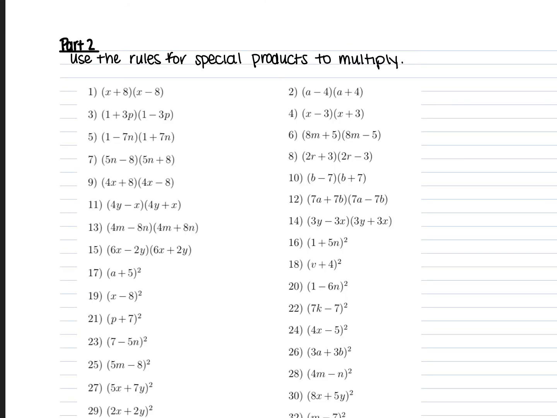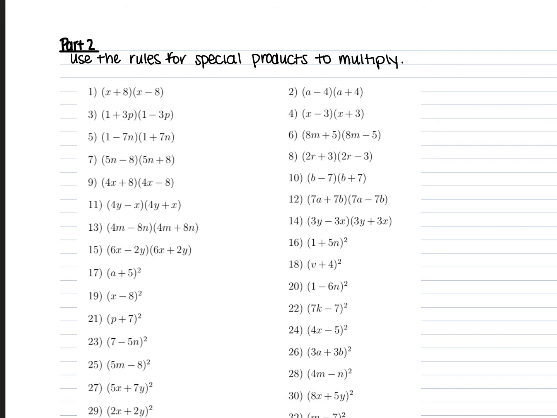For part 2, we're using our rules for special products to multiply these. So remember, if you have something like number 1, where you have something like a plus b times a minus b, you're going to pull out your a, you're going to pull out your b, and do a squared minus b squared. If you have something like number 17, where it's a plus b, and that binomial is being squared, you got to use that a squared plus 2 times a times b plus b squared. And then if you have something like number 20, you have an a minus b, and that binomial is squared, you're going to use a squared minus 2 times a times b plus b squared.